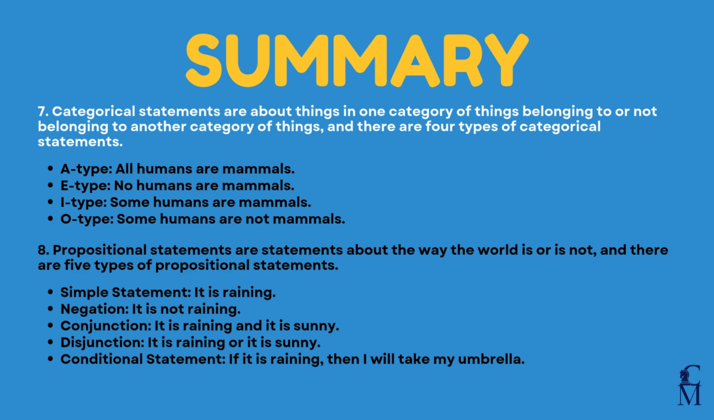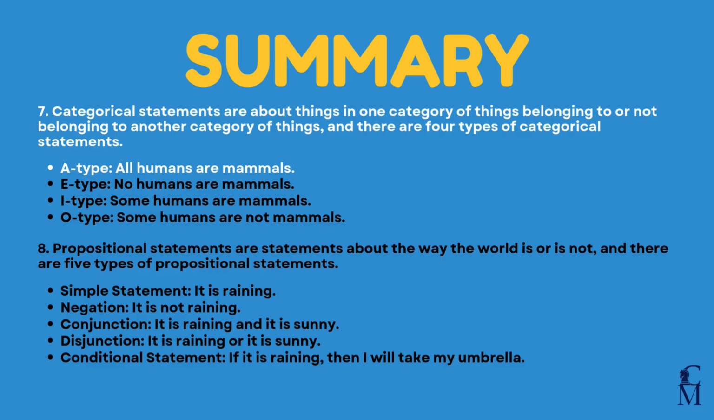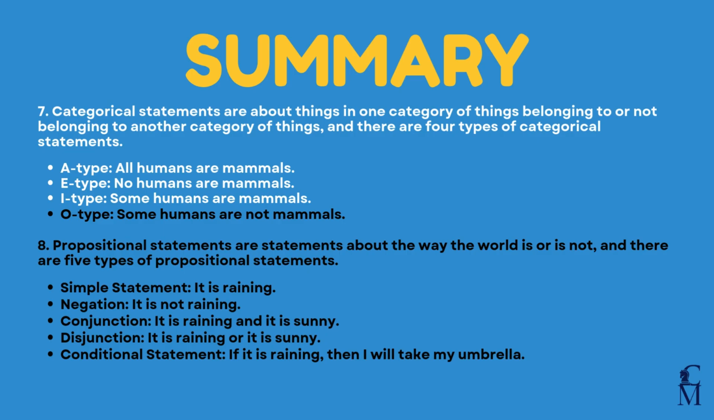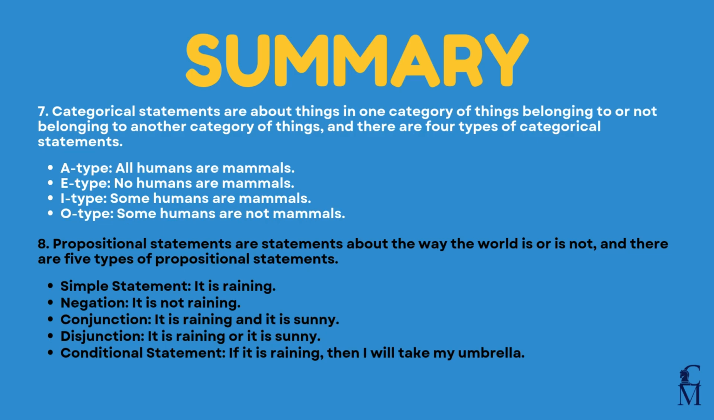7. Categorical statements are about things in one category of things belonging to or not belonging to another category of things, and there are 4 types of categorical statements. A-type categorical statements, such as all humans are mammals. E-type categorical statements, such as no humans are mammals. I-type categorical statements, such as some humans are mammals. And O-type categorical statements, such as some humans are not mammals.